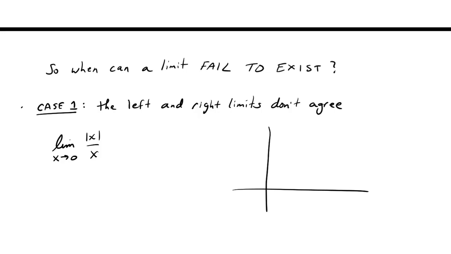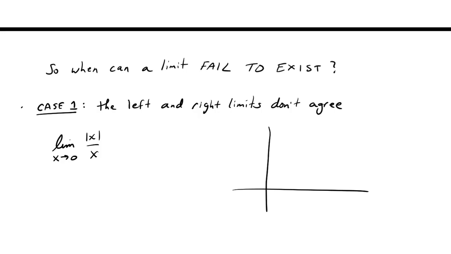So now we need to address that question of what might cause a limit to fail to exist. When can a limit fail to exist? Well, the good news is that there's a few different cases that we can look at to determine what might have happened. All right, so the first case is the left and right limits don't agree.